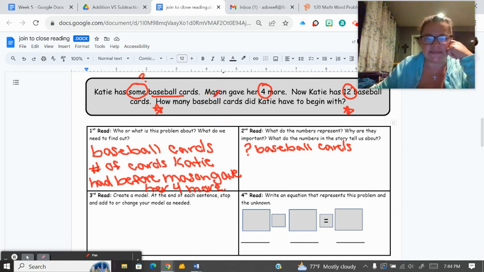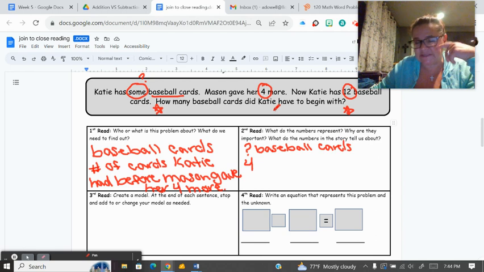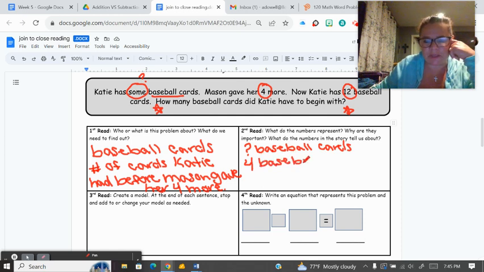My second sentence says Mason gave her 4 more. 4 more what? It doesn't explicitly tell us, so we have to make an inference. He gave her 4 more ice cream cones? No, that doesn't make sense. He gave her 4 more baseball cards. So it's okay to say baseball cards here because that's how many she got. And this is the number Mason gave her.